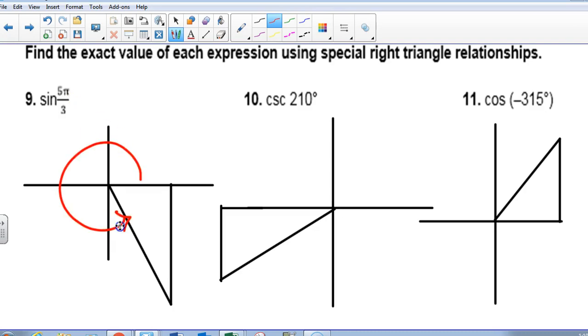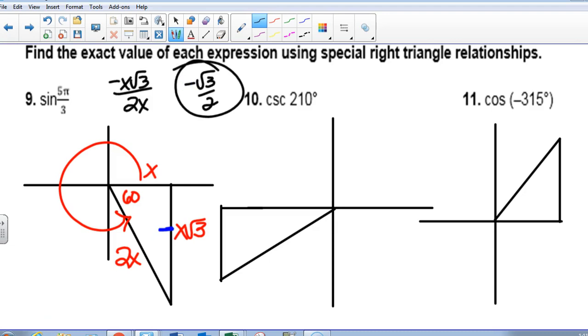5 times 60 would be 300. What's left here then? 60. Okay, short leg is x, hypotenuse is 2x, long leg is x square roots of 3. What am I going to forget if I don't do it right now? Yes, there is a negative here because I went down. I went to the right and down. Now, could I replace all those x's with 1? Sure. But I'm just going to leave them because the sine is y over r, or opposite over hypotenuse. The x's cancel and I get what?